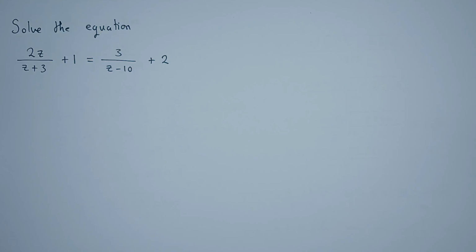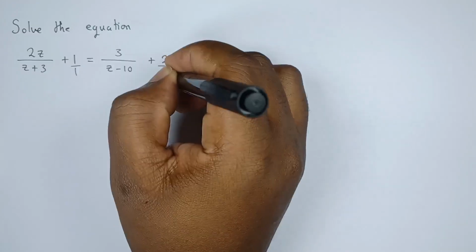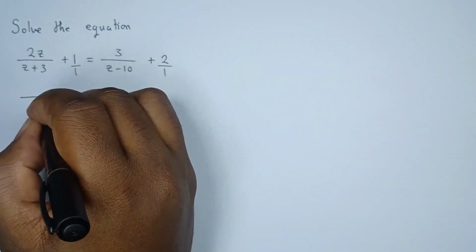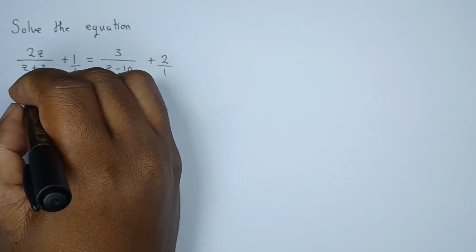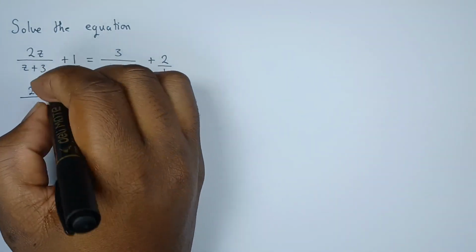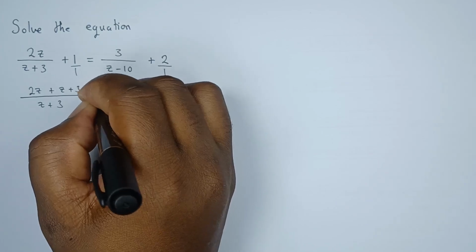So how can we solve this particular equation? The first thing we can do is add the fractions separately on both sides. So on this side, this is 1 over 1. This side, it's 2 over 1. So our LCM here will be z plus 3. So z plus 3 into this, we get 1 times that, we get 2z. 1 into this, we get this. This times 1 will simply be z plus 3.